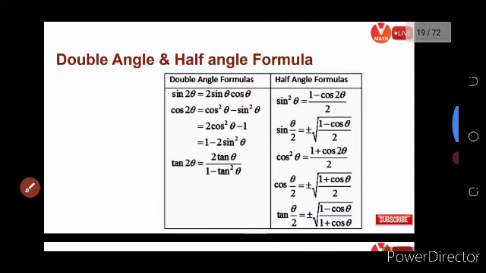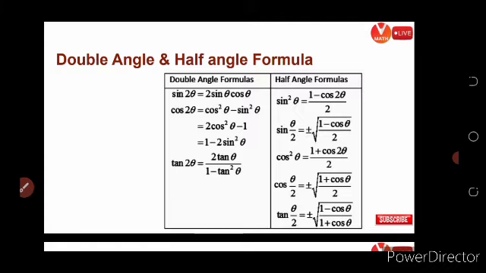Okay, then come to double angle and half angle formula. Sin 2 theta is equal to 2 sin theta into cos theta. Similarly, cos 2 theta is equal to cos square theta minus sin square theta, or we will write sin square theta as 1 minus cos square theta. So that's why 2 cos square theta minus 1. Similarly, 1 minus 2 sin square theta.